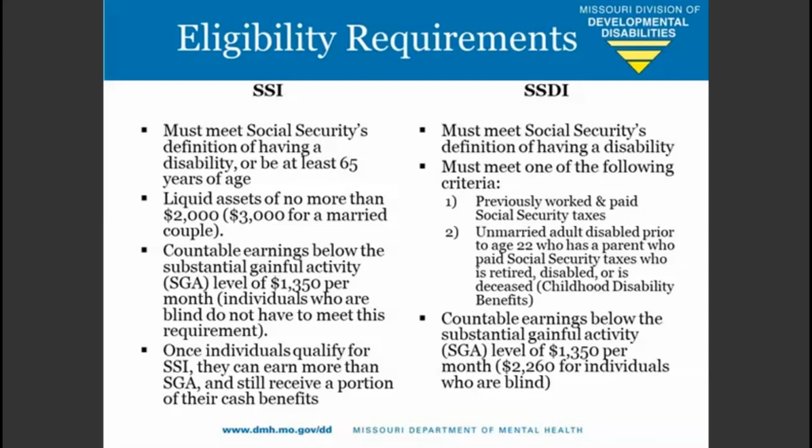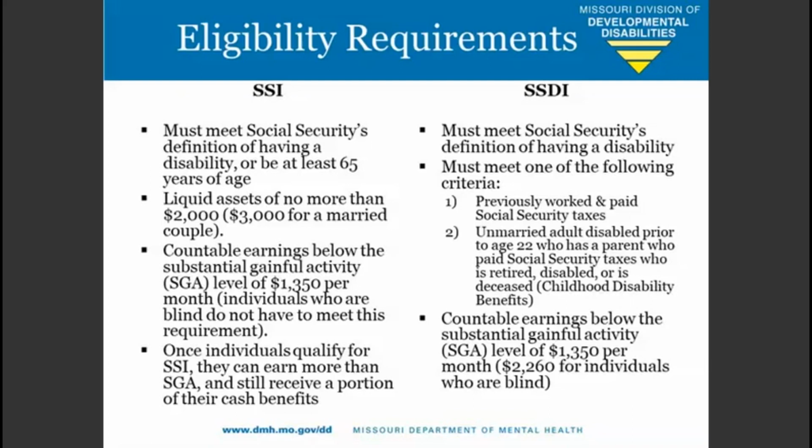You personally have to have worked and paid into the Social Security system by paying Social Security taxes and earned enough work credits to qualify on your own work record, or you have to be an unmarried adult disabled prior to the age of 22 who has a parent who's paid into the Social Security system and that parent is either retired, disabled, or deceased. So if you have both parents still working, then that adult child isn't eligible to qualify yet. You have to wait until the parent is either retired, disabled, or deceased. And there are a few other options, such as a disabled widower, but typically we don't see that as often with the people that we're supporting, so we're just focusing on those right now.